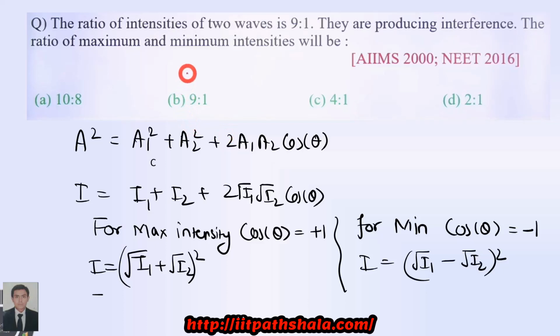So in the following question, you are given two waves with two different intensities, and these two intensities are in ratio 9:1. They are producing interference, and you have to find the ratio of the maximum and the minimum intensity. Now, if you don't know the concept of intensity, let me tell you that intensity is proportional to your amplitude square.